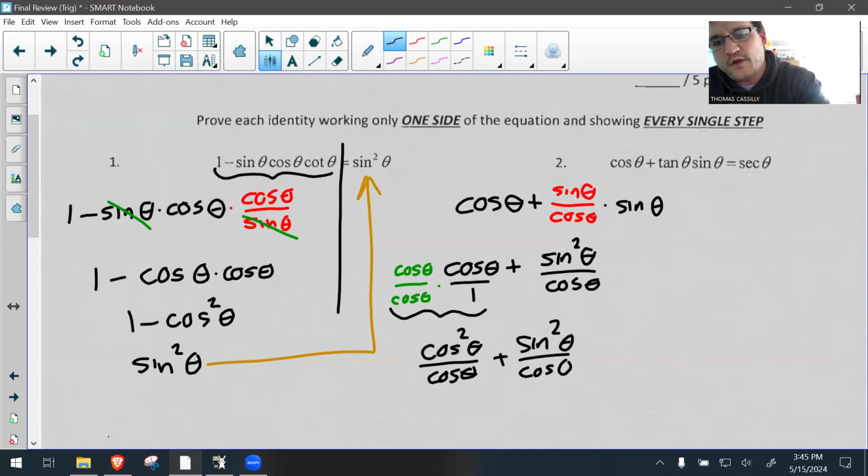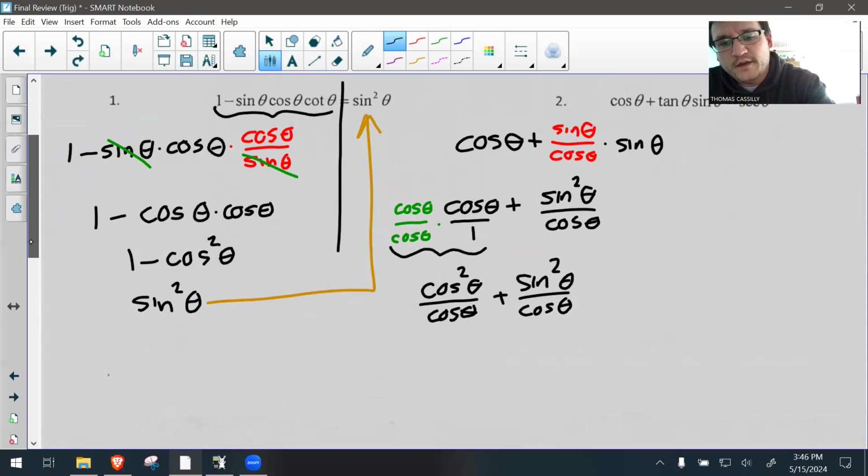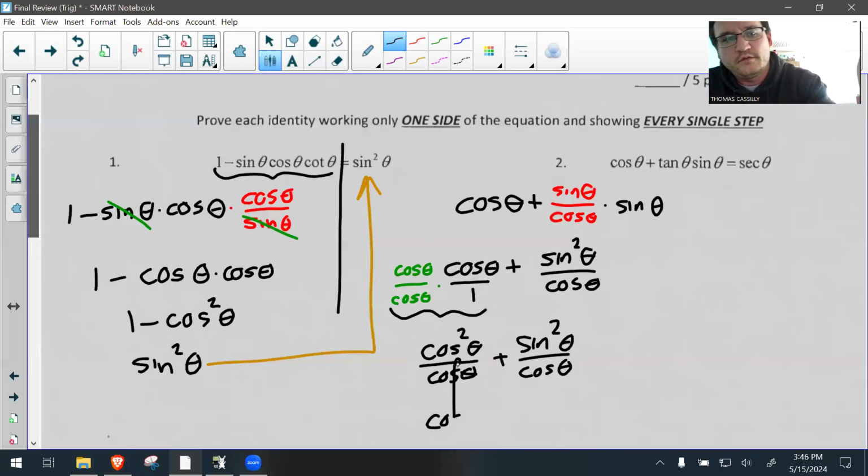Now, if you look at these two fractions, you're probably saying, hey, those are common denominators. And you're right. So we can say the cosine squared of, oh, dang it. I don't know what I just did.